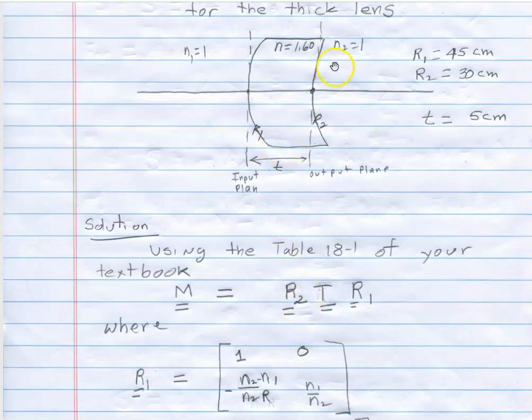The very last thing I do from my input to my output should be this one here. When I wrote this down, I wrote R1, T, R2 in the reverse order.